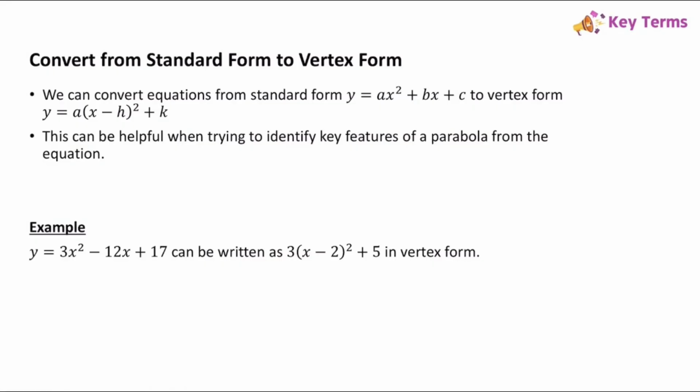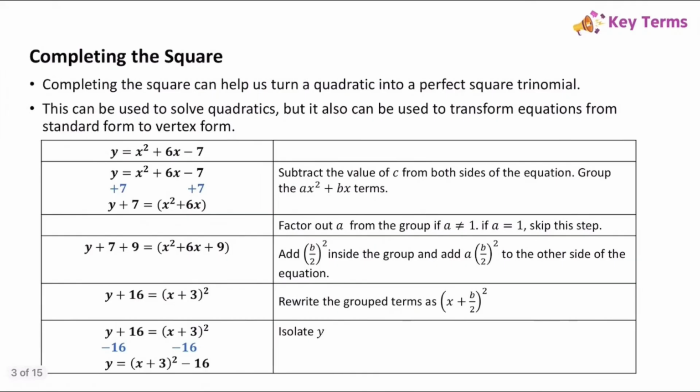For example, the equation y equals 3x squared minus 12x plus 17 can be rewritten as 3 times x minus 2 squared plus 5. And notice that this equation is in vertex form. What we can do is use a technique called completing the square that you've seen before back in Algebra 1 when you were solving quadratics. It helps us turn a quadratic into a perfect square trinomial. Although you use this to solve quadratics, we can also use it to transform from standard form to vertex form. To use this method, you're going to start off by subtracting c from both sides of the equation.